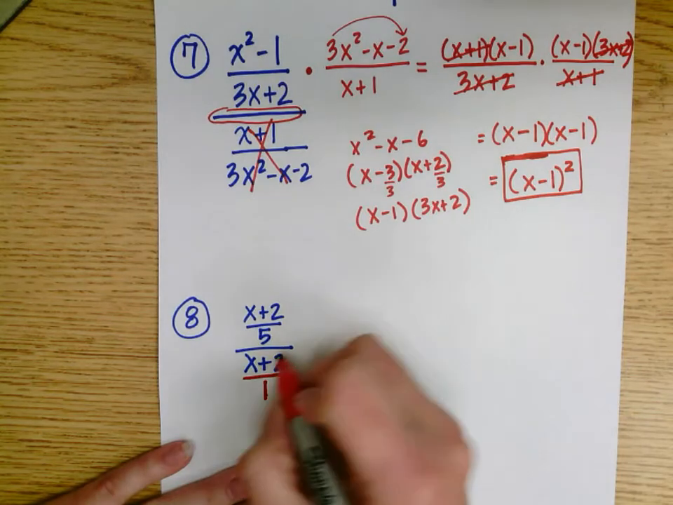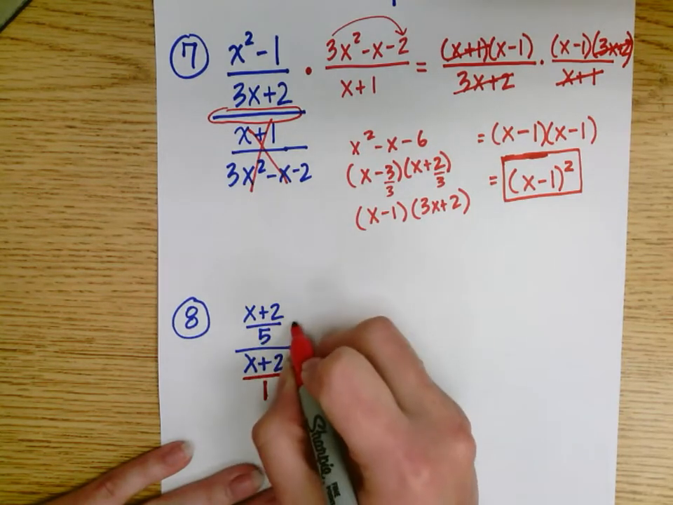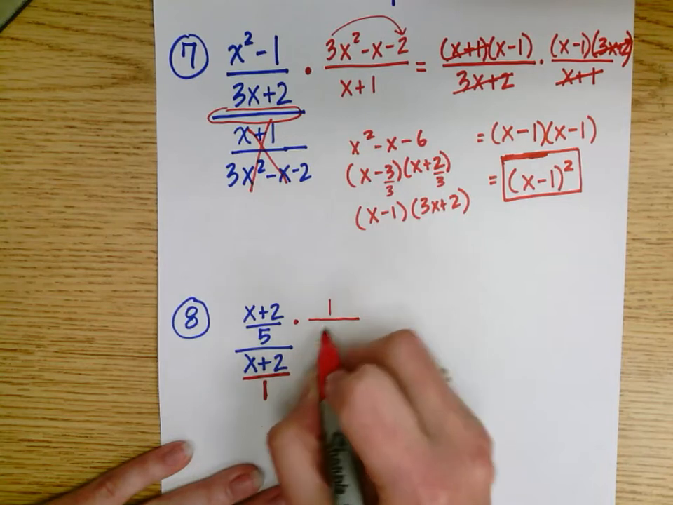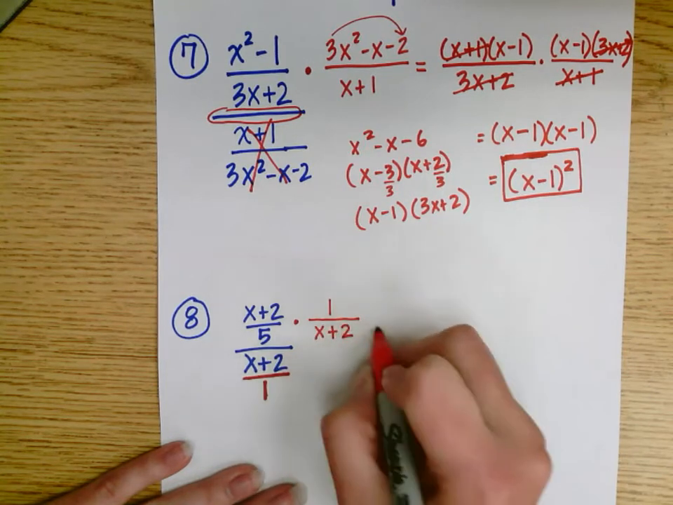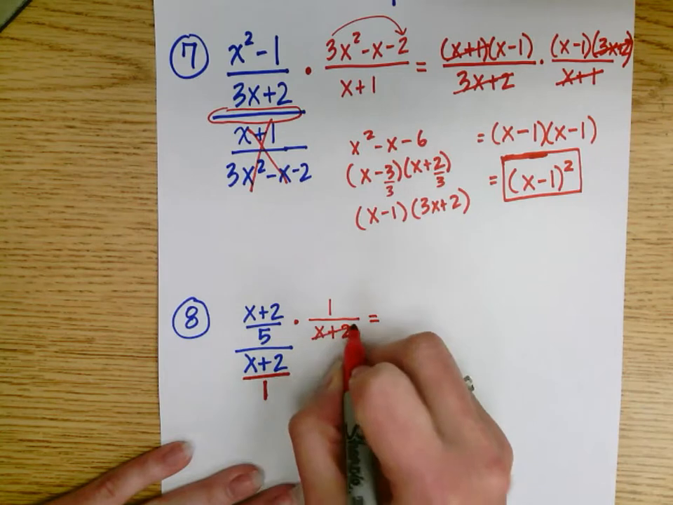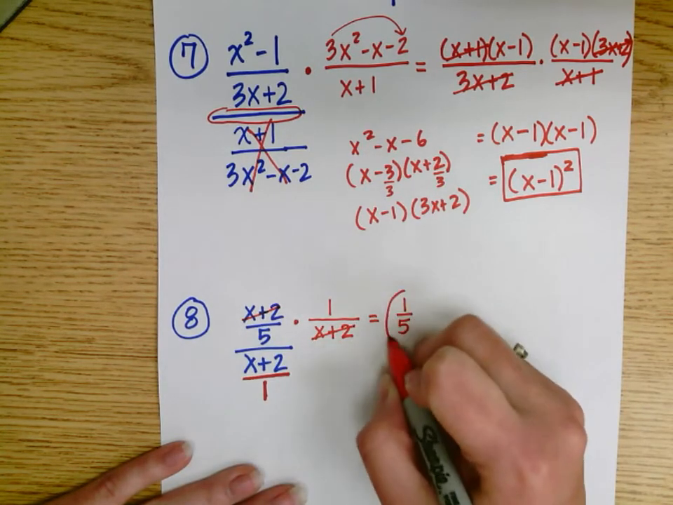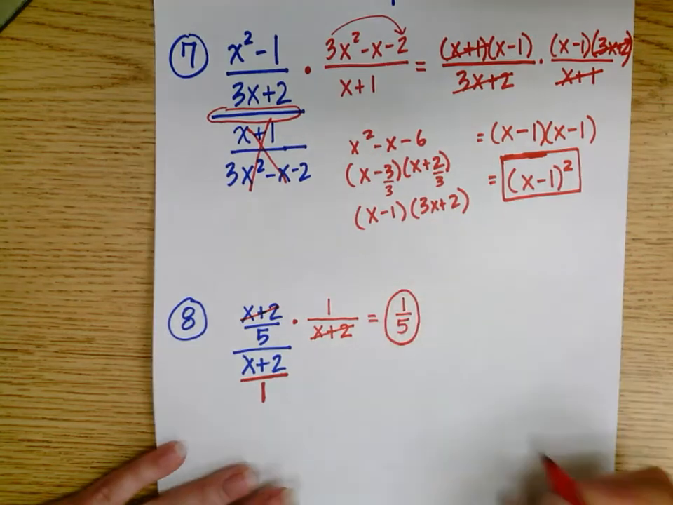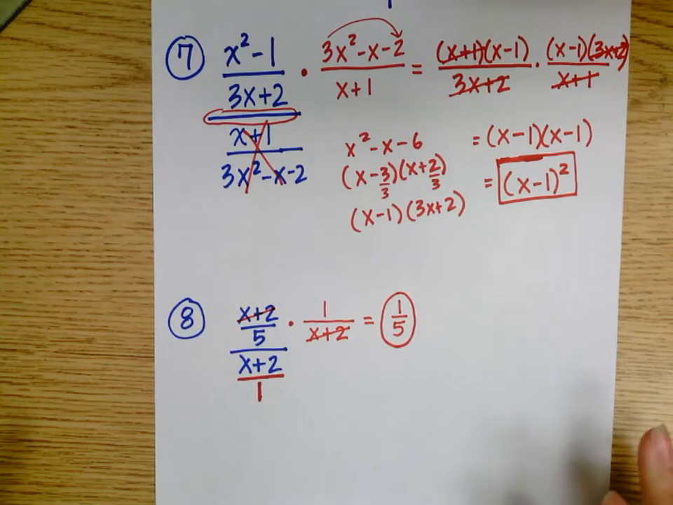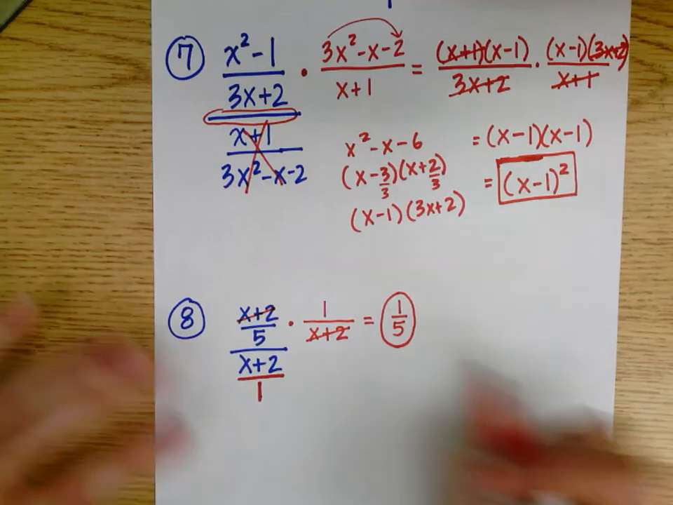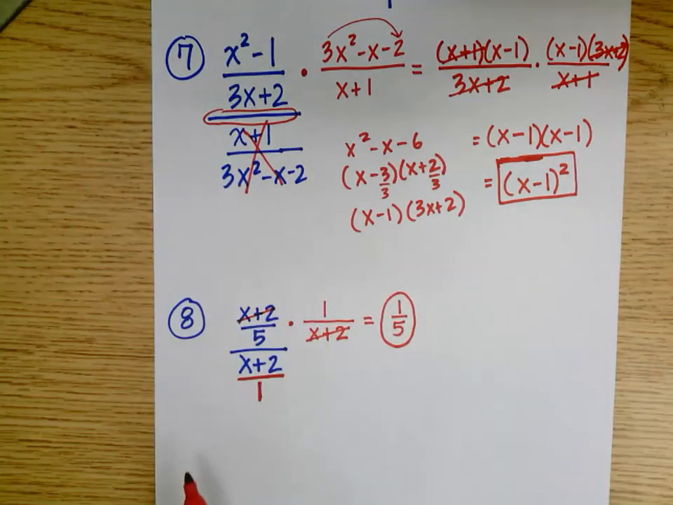So then we're going to do, keep this the same, multiply, change divide to multiply, and then multiply by the reciprocal. And hopefully you can see my x plus 2's are going to cancel, and that leaves a 1 over 5. I love these. I love things that look terrible, but are so easy to do if you understand the techniques. Because people are like, I can't do that. But if you understand what's going on, you totally can.